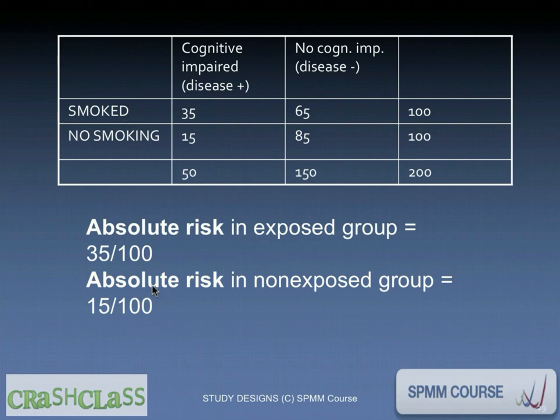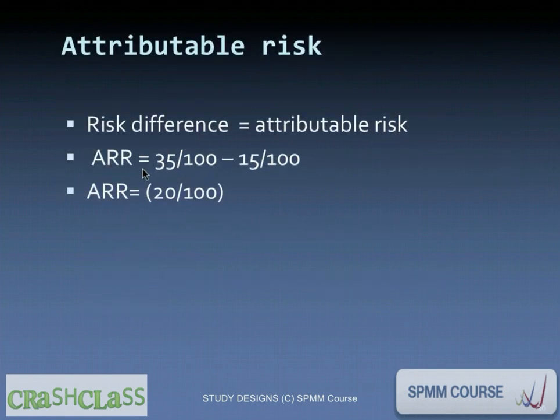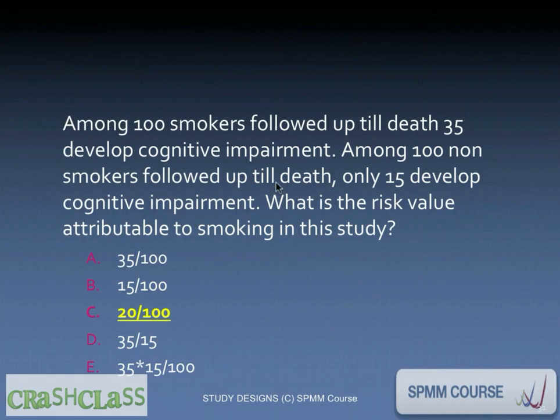Can you subtract them? Yes. If you subtract them, you will get ARR. 35 by 100 minus 15 by 100 gives you 20 by 100. That's the ARR, absolute risk reduction, simply called risk difference. You can also call that attributable risk. Okay, so the answer for this question: among 100 smokers, 35 have cognitive impairment. Among 100 non-smokers, only 15 have cognitive impairment. What is the risk value attributable to smoking? 20 by 100. Okay, so the answer is C, 20 by 100.